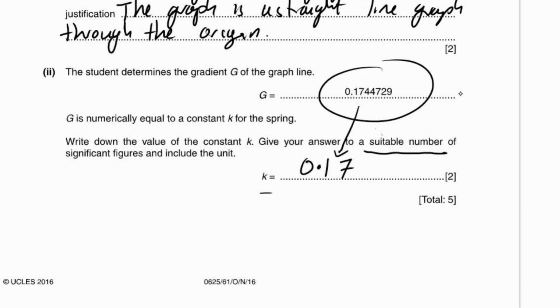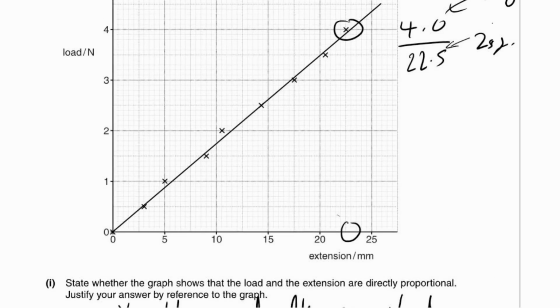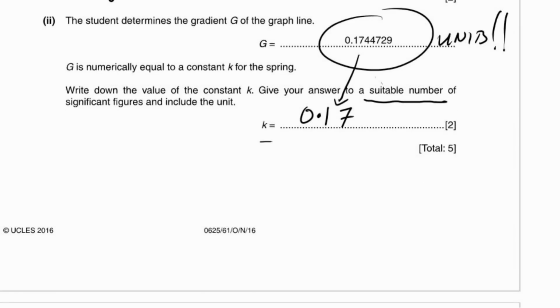Alright, there's something else that's missing. The units. What are the units? Let's come back up here. We have millimeters on the X side. That's millimeters and Newton. So my gradient should be newtons millimeters to the -1. That should be the units. Let's write that in. There we go. So that should be 1 mark for that bit, 1 mark for that bit. Nice.